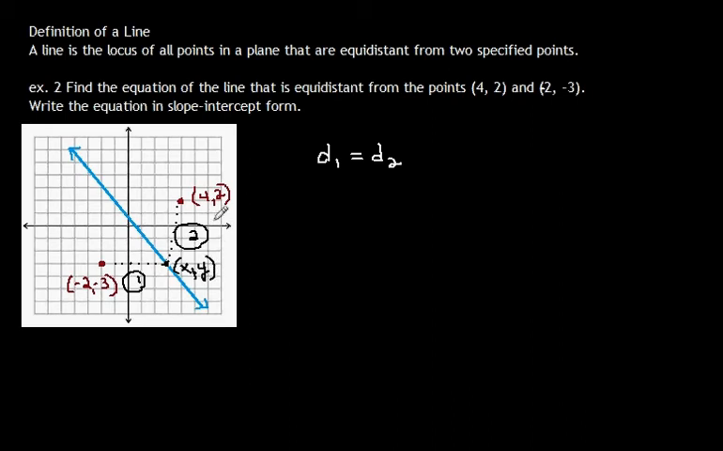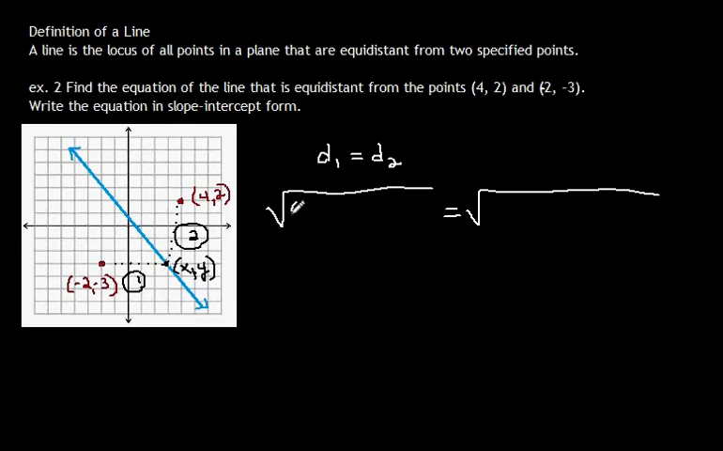Okay, here we go. So we're going to use the distance formula. So we have distance 1, and then we're going to set that equal to distance 2. This is distance 1. So we'll go from here to here.